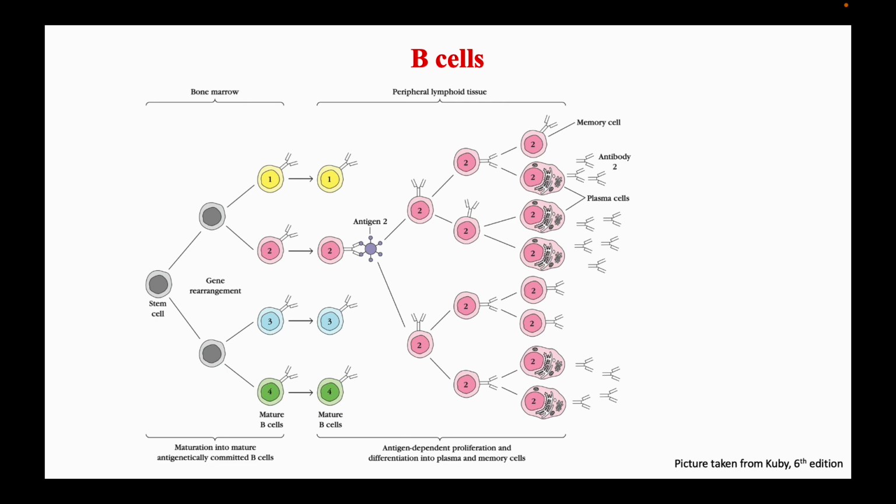So the memory cell has a different lifespan, it totally depends on the type of antigen, whereas plasma cells have a very short lifespan. So the main function of the B cell is to produce memory inside the body to recognize the antigen and fight against it on its second encounter. And during the first encounter, the B cell produces a large titer of antibodies.